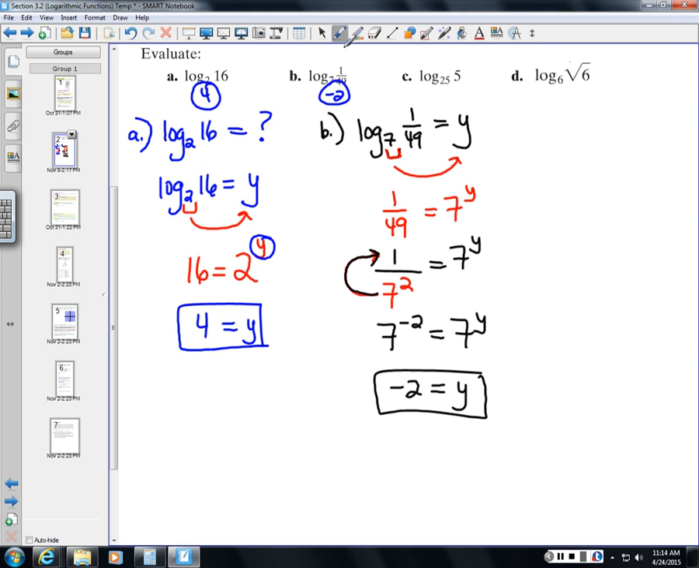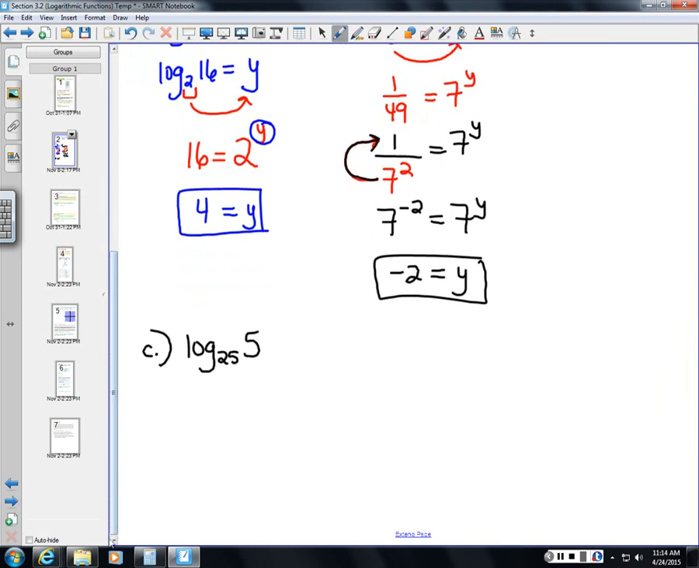Okay, example C up there. For example C, we have log base 25 of 5. Again, to start the problem out, I'm going to set this equal to y because I don't know what it's equal to, but I'm going to figure it out by taking the 25 and moving it over to the other side.